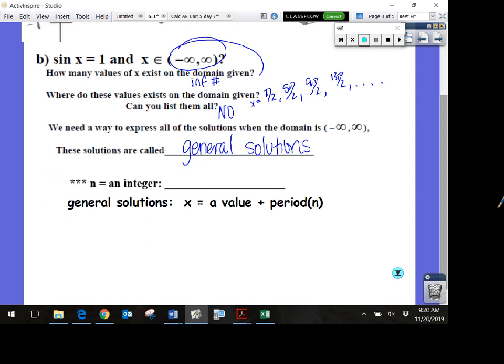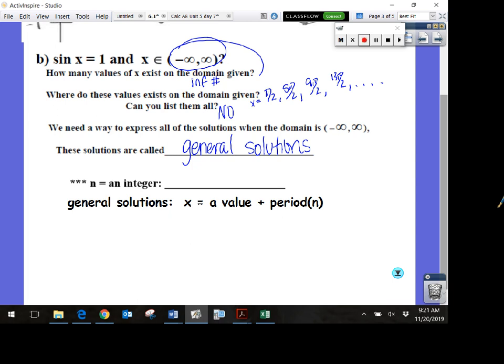So, it's x equals a value where it happens. You can pick any of those values where it happens. Pi over 2 is fine. 5 pi over 2 is fine. 9 pi over 2. I usually pick the one that's closest to 0 that's positive. It doesn't matter. It can be positive, negative. Infinite number of solutions. Every single one of you could write a different answer every single day, and all those answers would be right. Then you add the period.